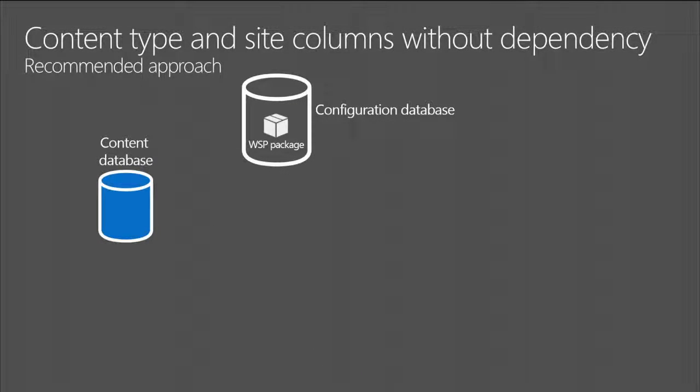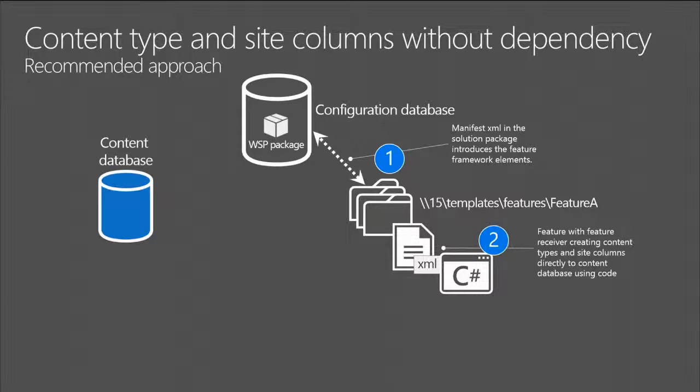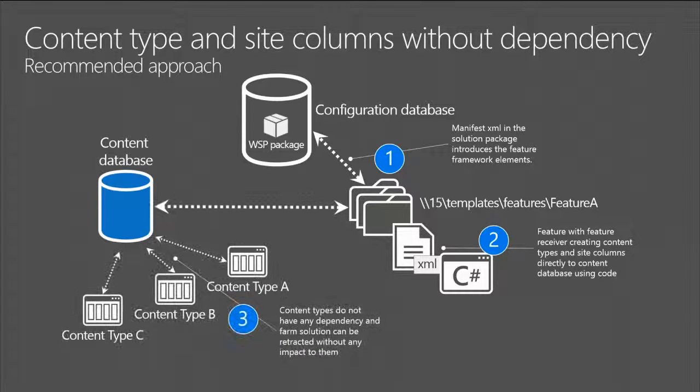And I know that this may sound terrifying, but it is the guidance we have right now. We have features deployed, and we create those content types using a feature receiver, using code directly to the content database. The reason why we do this is that the content type then looks like, feels like, and smells like it was created using the UI. And there's no actual dependency on that farm solution. So now I can retract the farm solution, and all of the existing content will work as it does at the site collection level. And nobody will even know that it was deployed using a farm solution.